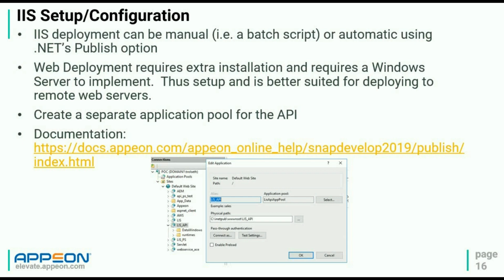One thing I would recommend when you start working with IIS is to create a separate application pool for the API. You can see a screenshot here that I created one called LIS API App Pool. It gives you the ability to match up your API and/or web application with its own application pool. Just a good practice.